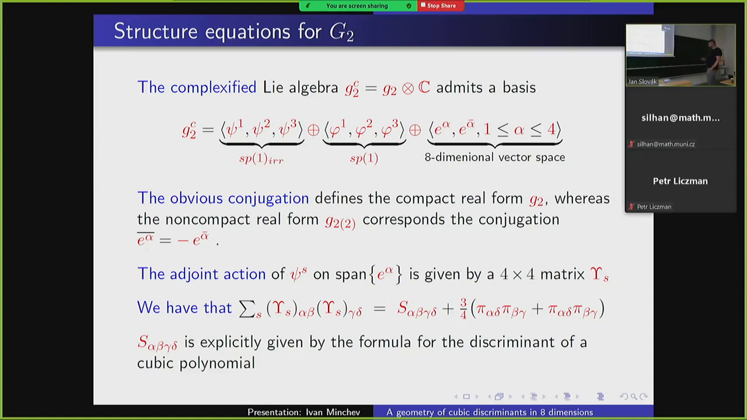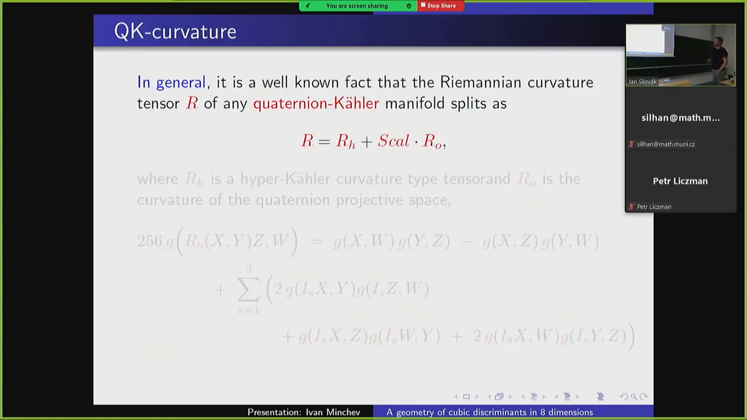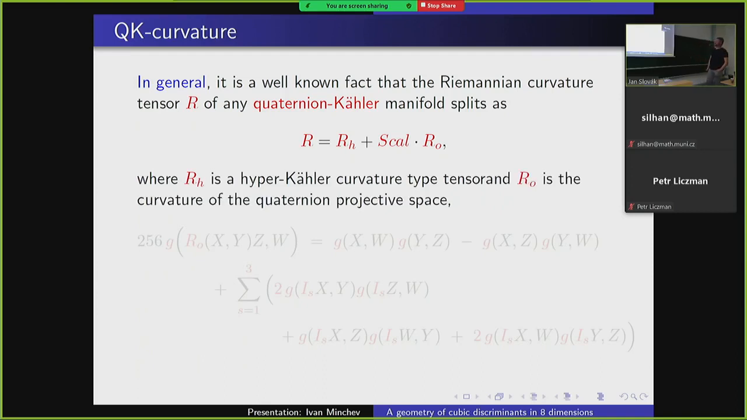This is how the cubic discriminant appears, and it is of course parallel with respect to the Levi-Civita connection on this group. So moving one step back, going back to a more general situation, let me recall that if we have any quaternion-Kähler manifold, it's well known that its curvature splits into a sum of two components.